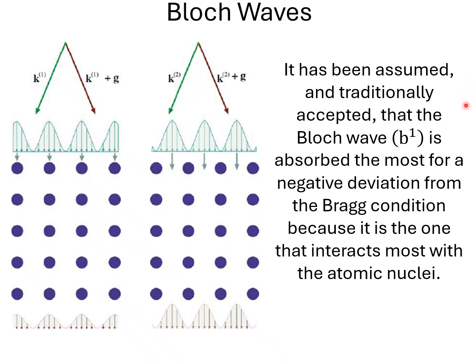So traditionally accepted, Bloch wave 1 is the one that's absorbed the most for a negative deviation from the Bragg condition. And it's generally assumed that's because this is the one that interacts with the atomic nuclei and is therefore more absorbed for this S negative condition. While it's traditionally assumed that Bloch wave 2 is the one traveling down between the atomic nuclei. But I'm not so sure that this is the right picture.